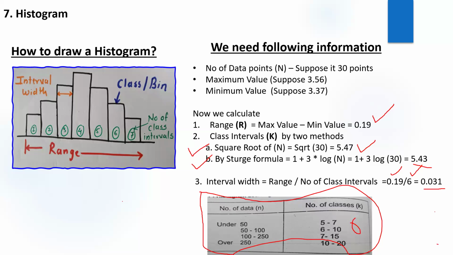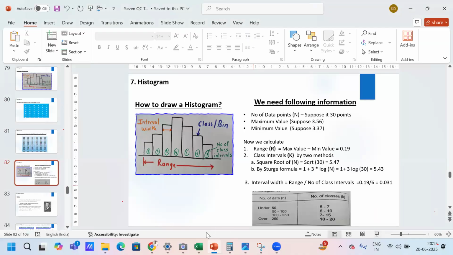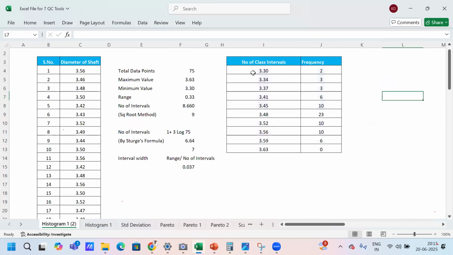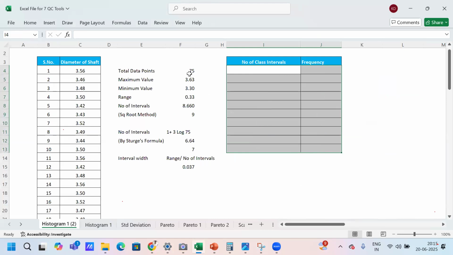Okay. Now I will open the Excel file. Is my screen visible? Yes, sir, it's visible. Okay. Now we will draw the histogram in Excel and then we will go to the control charts.